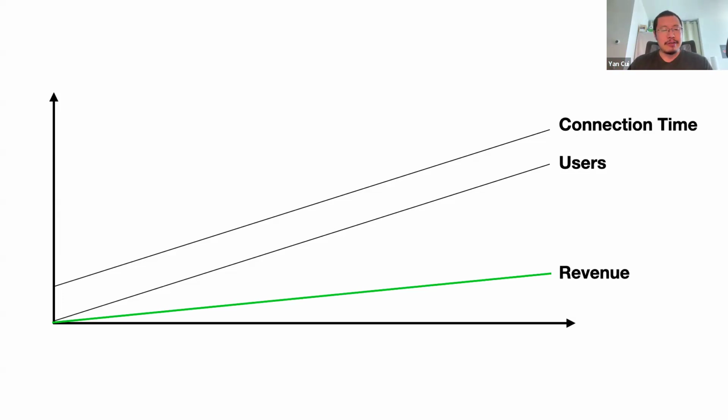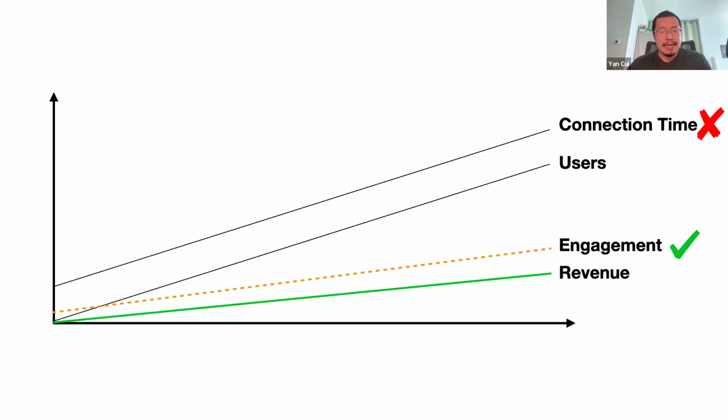Instead, you tend to find that it's the most engaged users that convert into paying customers. So your revenue actually grows more along the line of engagement. The more engaged someone becomes, the more likely they are to turn into a paying customer. And so I want my revenue to grow along the line of engagement or activities as opposed to along the line of connection time.